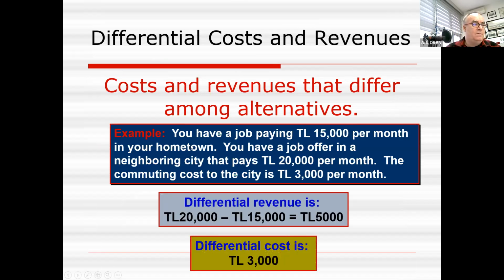So let's say that you currently have a job that pays you 15,000 lira per month and is very close to your house. You have somebody else offer you a job, but it's in another city, right? They're going to pay you more, 20,000 as opposed to 15,000 per month. So 5,000 extra lira. That's a 33% increase in your pay.